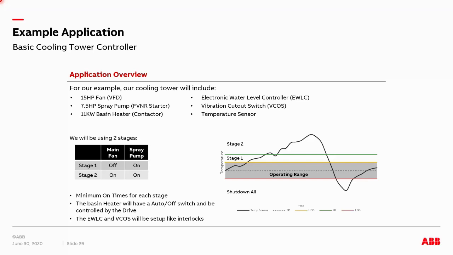I showed an example of a curve of what we were trying to do here. I have the operating range, operating through that. It hits stage 1 to kick on the spray pumps. It then jumps up into stage 2, kicks on the main fan, and I saw it dip again right here. Well, that's where that minimum on time is required, that I'd like to keep stage 2 on for a short period of time because you see all of a sudden it still continues to heat up.